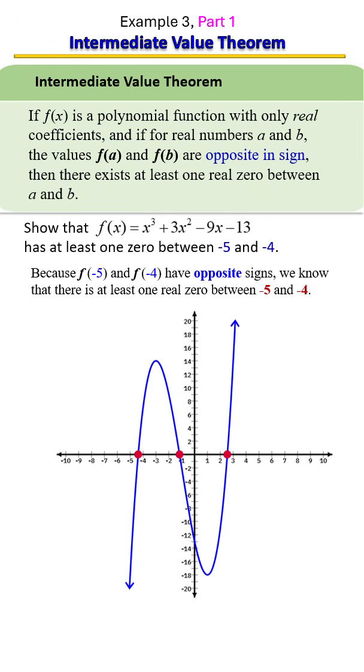I went ahead and graphed the function. Here's what it looks like. It has 3 zeros, and yes, there is at least one zero between -5 and -4.